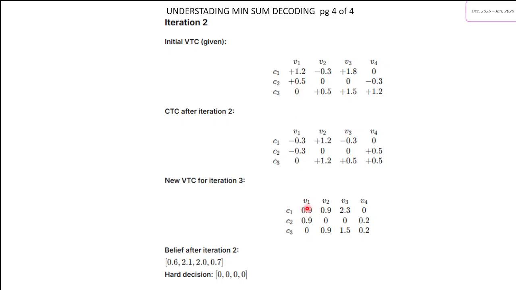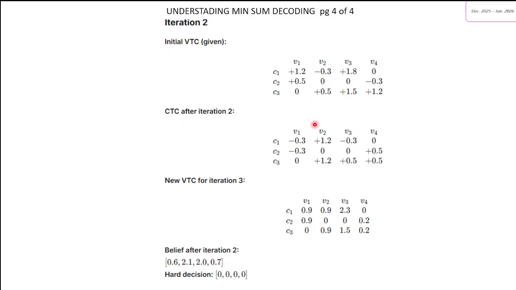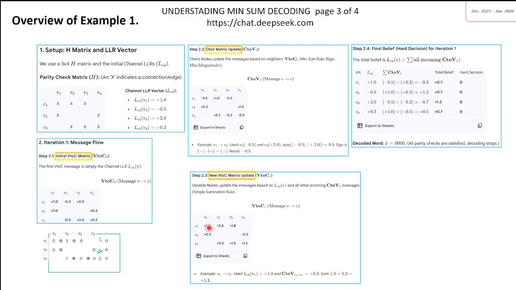minus 0.2, but that is not here. So this has to be checked again. To check this again, let us go back here, and we have the initial LLR, this one, and this one summed up to give this one. This one, to find this one, the initial LLR is plus 1, plus 1, and minus 0.5 is plus 0.5. So these two are giving these values.